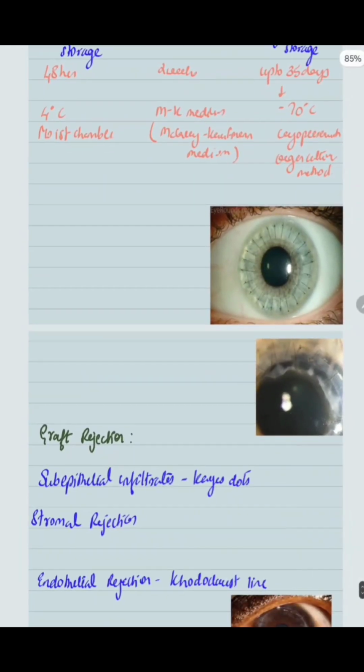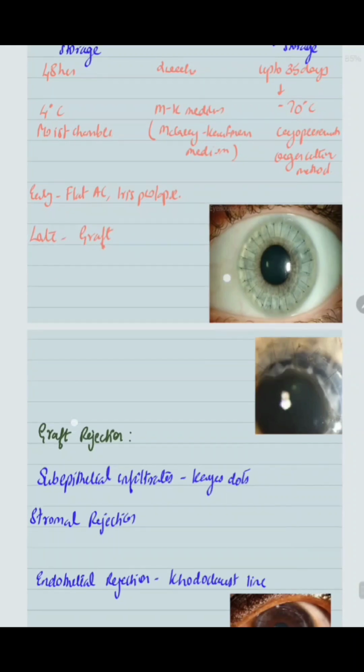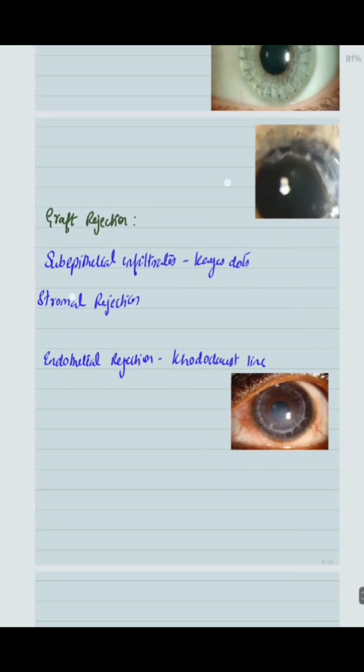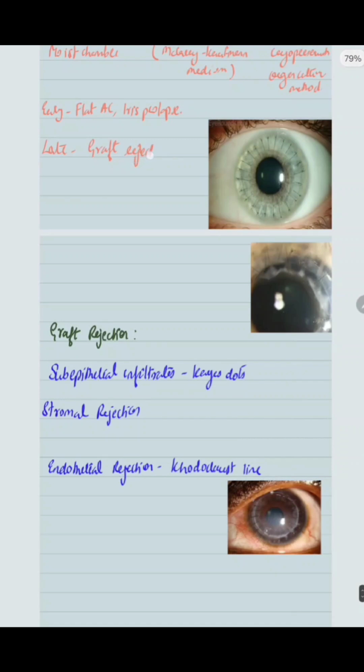Coming to complications of keratoplasty, early complications include flat anterior chamber, iris prolapse, infection, secondary glaucoma, epithelial defects and primary graft failure. Late complications include graft rejection. In graft rejection, endothelium is the major target. Recurrence of the disease can occur in case of dystrophies and all, and astigmatism can be there.